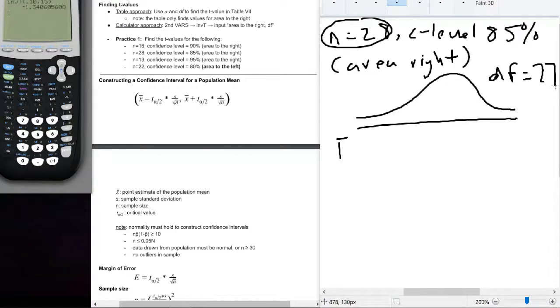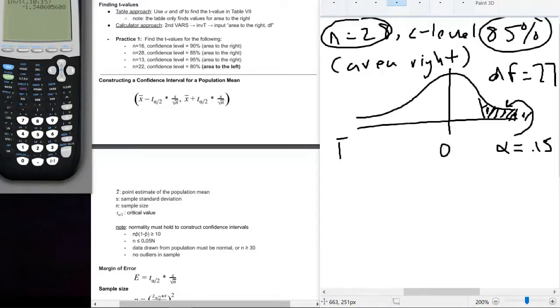And we're told that we have an area to the right. Once again, we have a right tail distribution where if confidence level is 85%, what should the area be? Alpha is equal to the remaining 15%. We're centered at 0 on the t-distribution, and we have a t-bound that's missing. Okay, so for the t-bound, to find this, we need to use calculator, but now I want to show how to use a table approach as well.